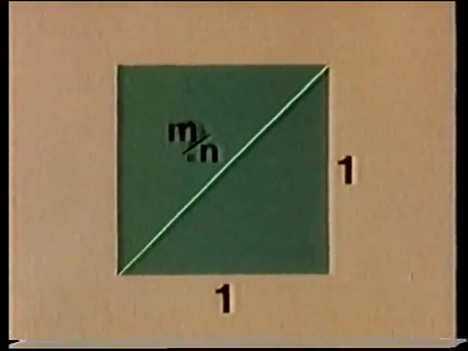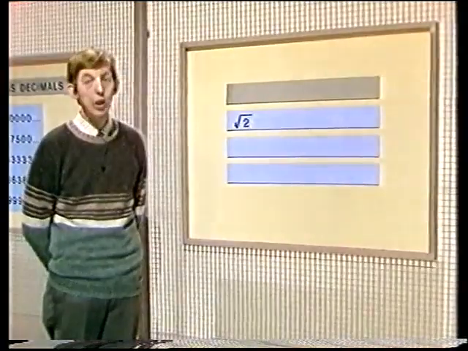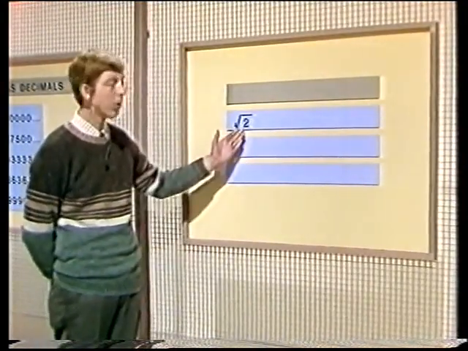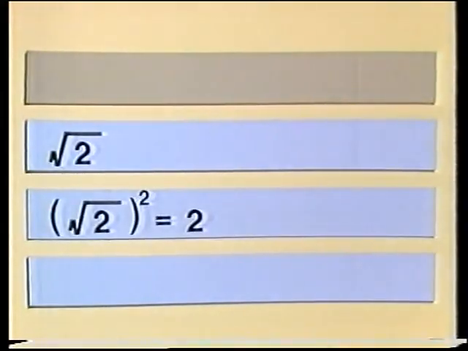So how do we describe the length of the diagonal? Well, the only thing to do is to introduce a new sort of number, which we call root 2, and which we can use in arithmetic in the same way as rationals, except that whenever we get root 2 squared, we replace it by 2.